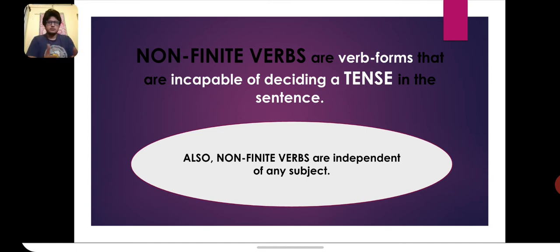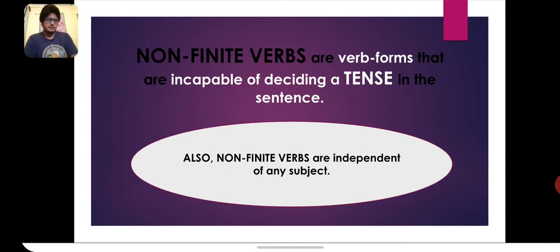So this is how it goes. The first is simple present, the second is simple past, the third is past participle, and the fourth is the present participle, where we use ing at the end. So non-finite verbs are verb forms, but they are incapable of deciding a tense in a sentence. And next, non-finite verbs are independent of any subject. You may even use the non-finite verb itself as a subject.